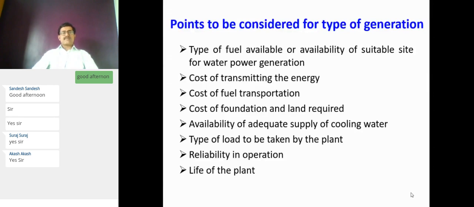So that criteria is nothing but whether the plant under consideration is the base load plant, and second is the peak load plant. So these are normally the two different types of plants: base load plant and peak load plant. Peak load plants are the plants which are used to take the peak load, the maximum load, because this value of the peak load is likely to occur for a very short duration of the time of operation, isn't it?